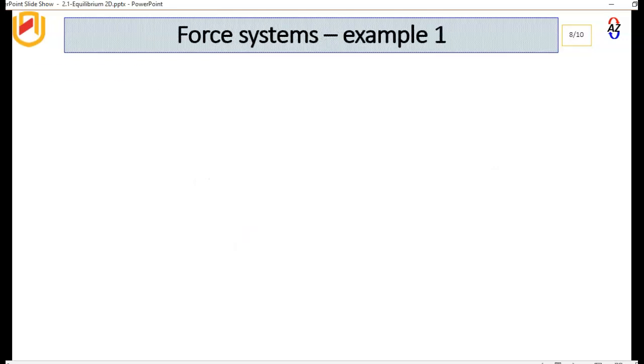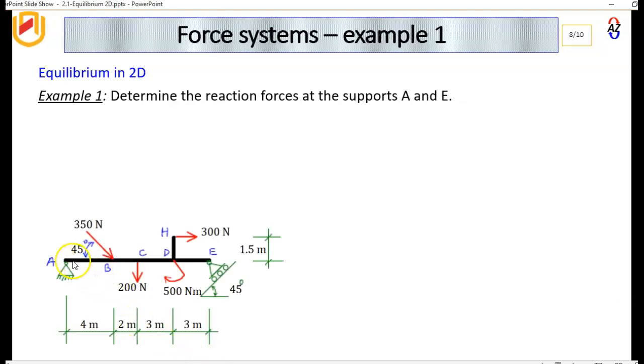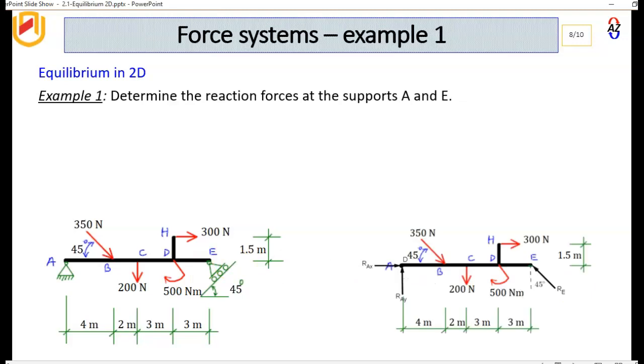So let's look at an example. Determine the reaction forces at the supports A and E of this system here. Okay, let's draw a free body diagram, the first step. So we get the reaction in the Y and in the X at A, and then we get the reaction at E. This is a roller, so just get one here.